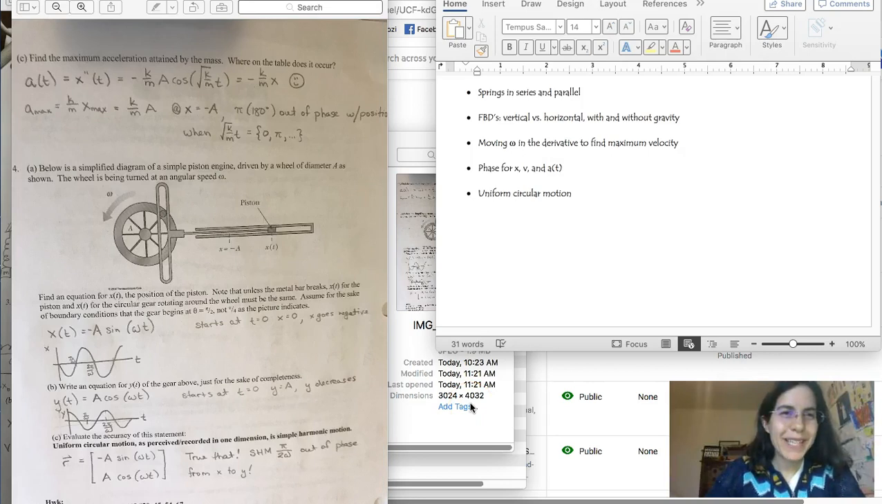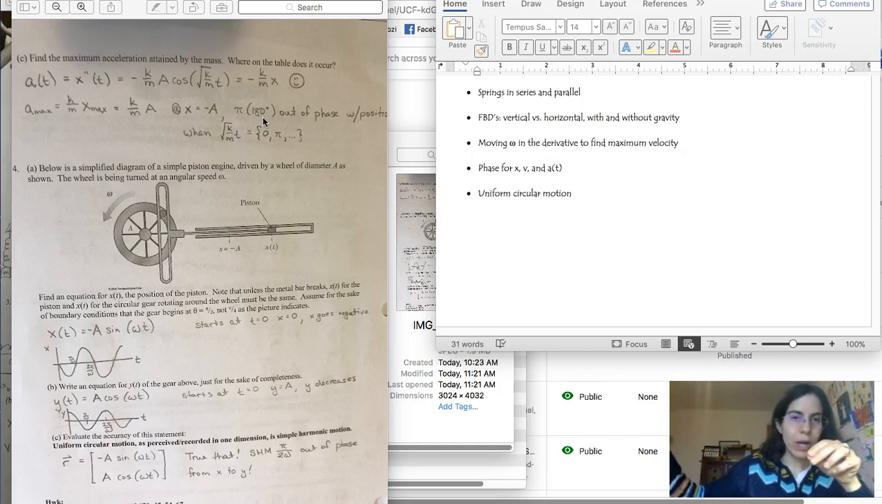If you could figure out the maximum acceleration without doing any work whatsoever, good, you've learned simple harmonic motion. It's kx over m. Remember, it's just pi radians, or 180 degrees, out of phase with position. When position is to the right, acceleration is to the left. When position is to the left, acceleration is to the right.